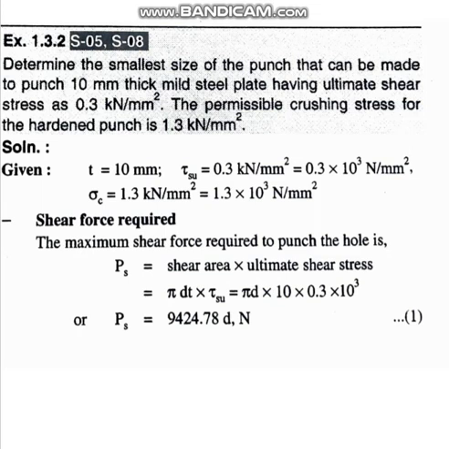Dear students, today let us solve a problem. The problem is given like this. Determine the smallest size of the punch that can be made to punch a 10 millimeter thick mild steel plate having ultimate shear stress of 0.3 kilonewton per mm square.